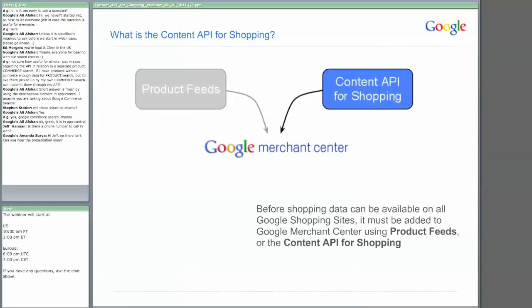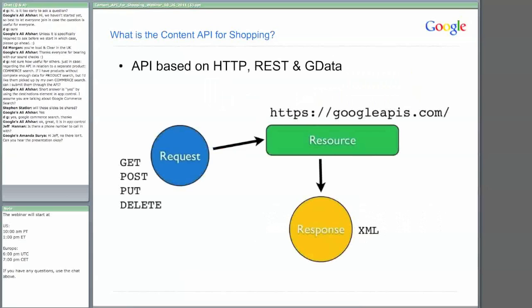So, like I said, in order for something to surface on Google Product Search, it needs to be uploaded to the Google Merchant Center, and there are primarily 2 ways to do that. Google Product Feeds, and what we're here to talk about today, the Content API for shopping. So, what is the Content API for shopping? The question I promised I would answer. So, it's an API based on HTTP, REST, and GData. So, what is that? So, you have a request with all your product data, and you either get, post, put, or delete it. Those are 4 verbs for a REST API. You send it off to our resource that lives at googleapis.com, and we give a response, which is XML.